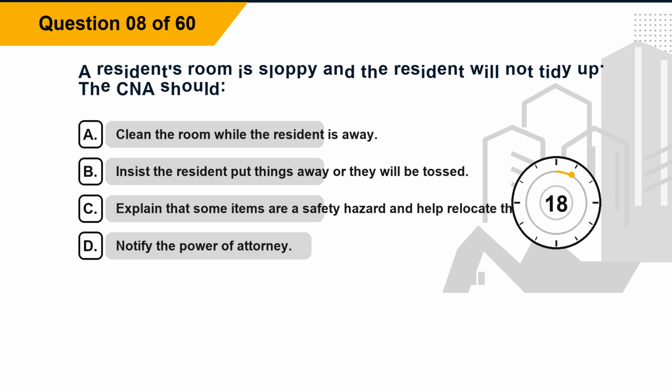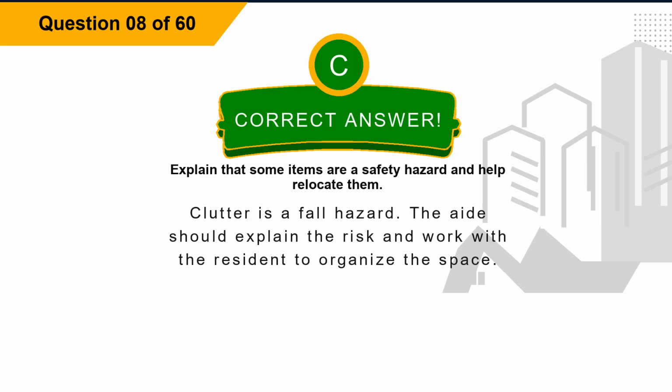Question 8. A resident's room is sloppy and the resident will not tidy up. The CNA should: Option A. Clean the room while the resident is away. Option B. Insist the resident put things away or they will be tossed. Option C. Explain that some items are a safety hazard and help relocate them. Option D. Notify the power of attorney. The correct answer is option C. Explain that some items are a safety hazard and help relocate them. Explanation. Clutter is a fall hazard. The aide should explain the risk and work with the resident to organize the space.